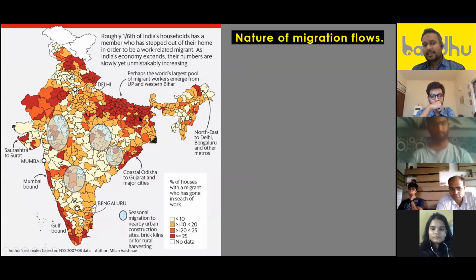So you see, again, UP, Bihar, greater than 25% of households have sent people out. And you see, again, Maharashtra, Gujarat are receiving states. Interestingly, Tamil Nadu and Karnataka are starting to catch up. This is interesting, that point where Bangalore is starting to become the Silicon Valley of India, or rather pretty established. Tamil Nadu, the automobile industry picks up.